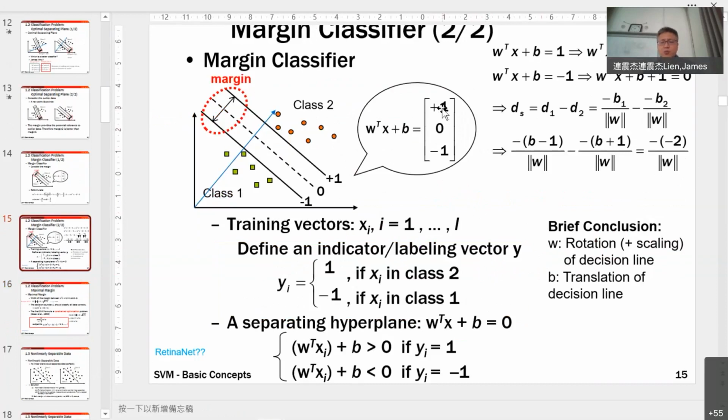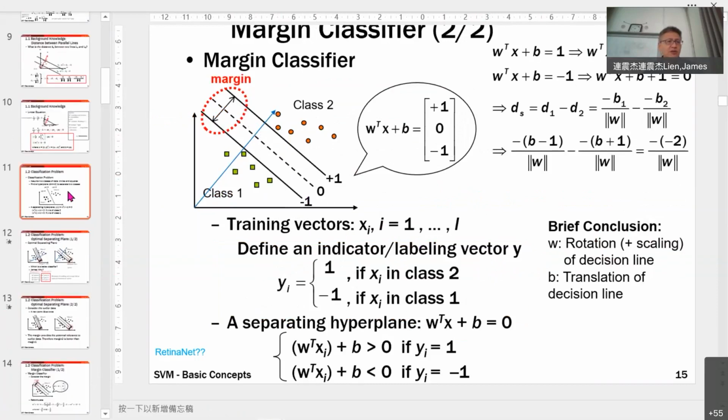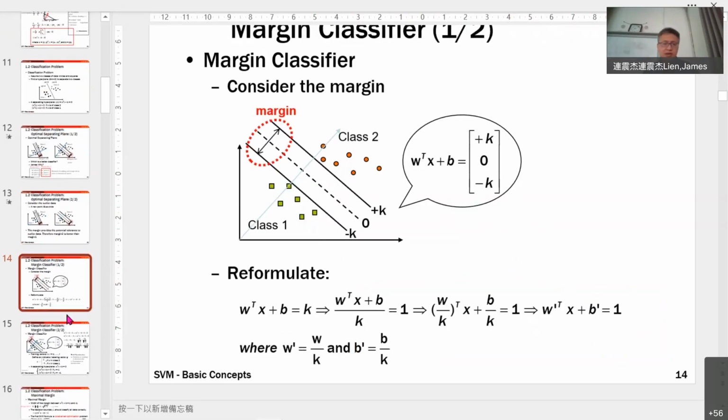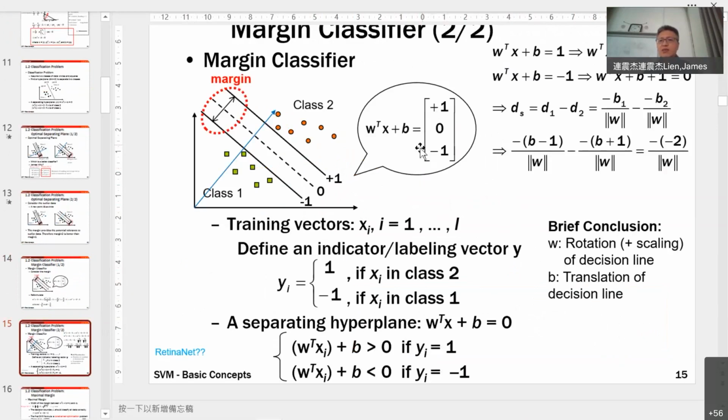Because this is plus 1 and minus 1, we just talk about the distance between two parallel lines. 我们要讲的 distance between two parallel lines 就是 ds，等于 d1 minus d2 这个距离。现在我们 normalize b1 跟 b2 变成1，所以 b 加1、b 减1，最后变成这样。So the distance for the margin is this one.